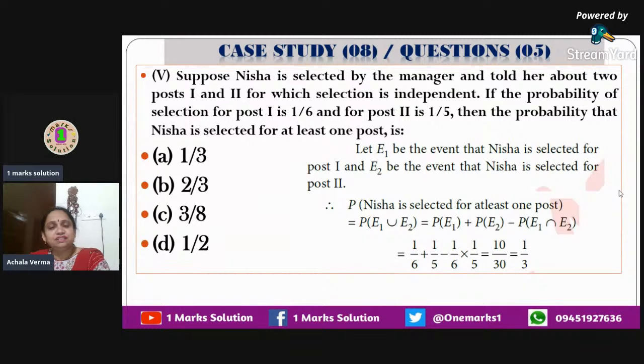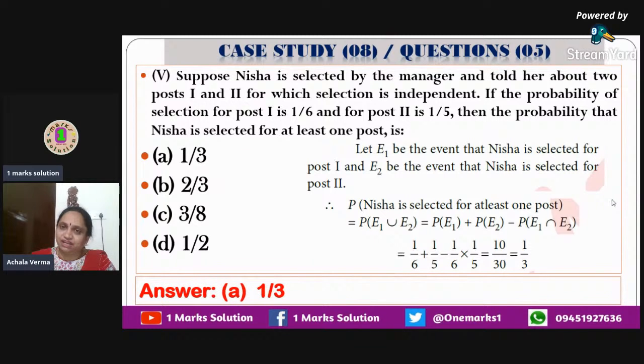So P of E1 intersection E2 is P of E1 into P of E2. So it becomes 1 by 6 plus 1 by 5 minus 1 by 6 into 1 by 5, which gives us 1 by 3. Hence, option A is the right answer.